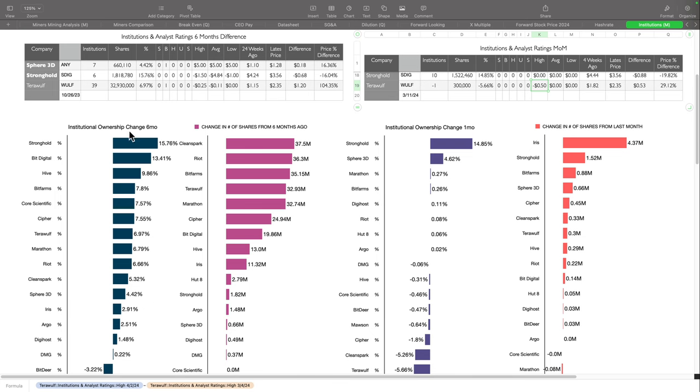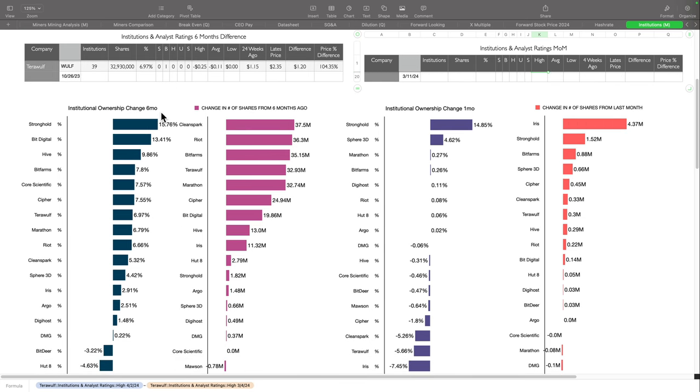Okay. So going into the institutional ownership change over 6 months, sorry. Stronghold here, percentage-wise, came in number one, 15.76%, but they don't have a lot of shares, right? So it doesn't take a lot to move that number. BitDigital came in at number two, 13.41, and I think that is mainly because of the AI play that they have, right? And investors are waiting for those results as far as how profitable that is. Hive went up 9.86%, Bitfarms 7.87%, Core 7.5%, Cypher 7.5% as well. And you got TerraWolf 6.9, Marathon 6.7, Riot 6.6, CleanSpark 5.3.